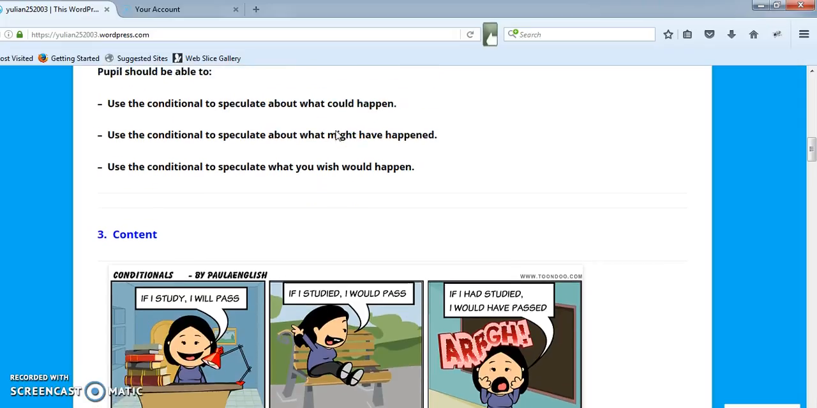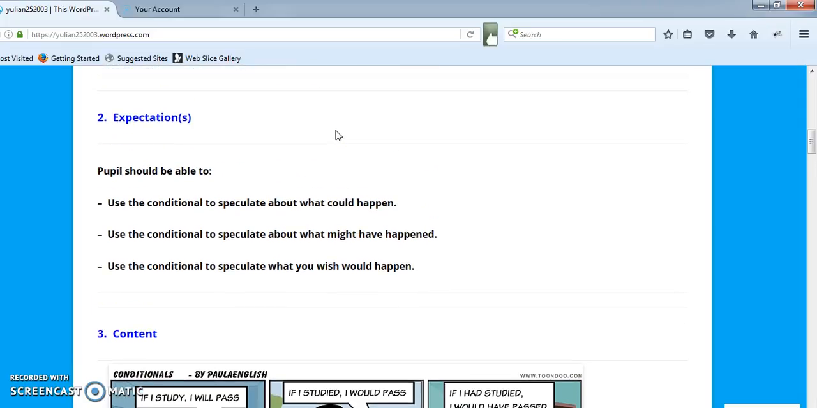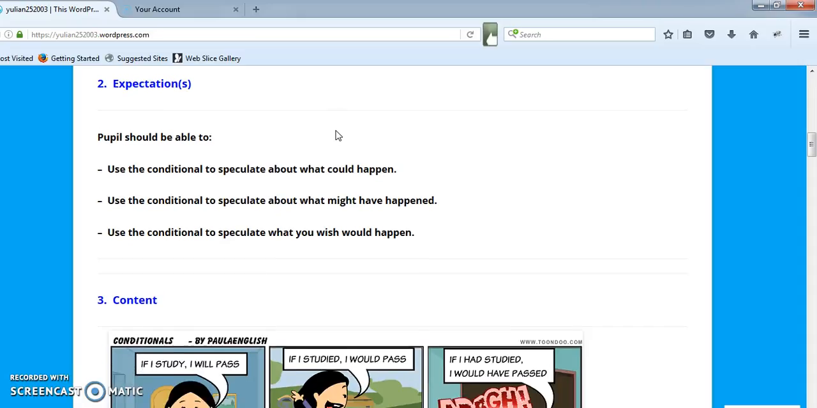First of all, I can tell you the expectation of the class. Pupils should be able to use the conditional to speculate about what could happen, use the conditional to speculate about what might have happened, and use the conditional to speculate why things would happen. Okay? This is the expectation of this class.